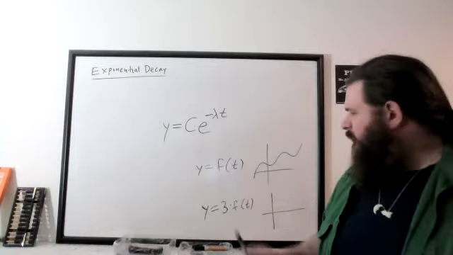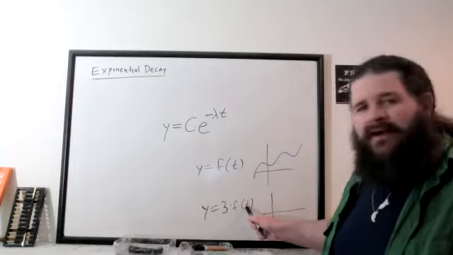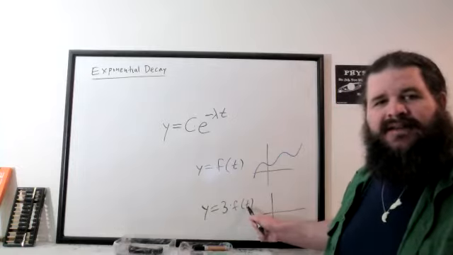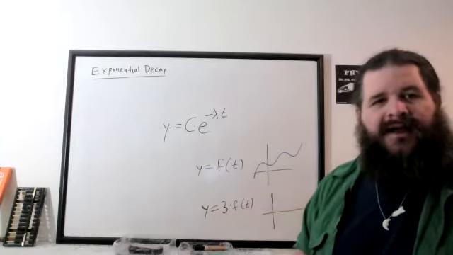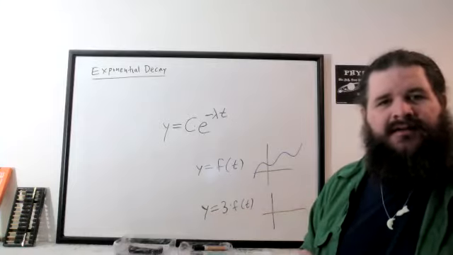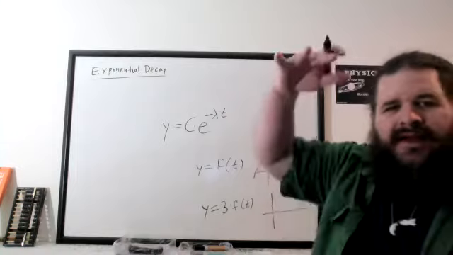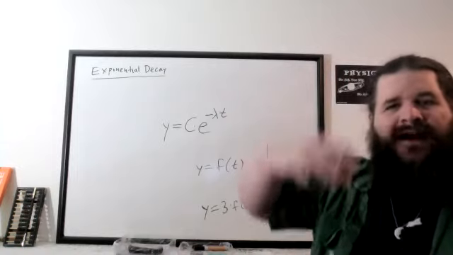Not wider. It would make it wider or narrower if you had a multiplier inside the function, affecting t directly. But a multiplier outside the function is more directly affecting y. So that's going to do what instead? Amplify it in this case? Yeah, it's going to amplify it. It's going to stretch it in the y direction.